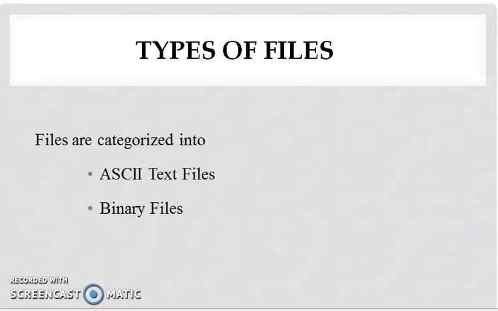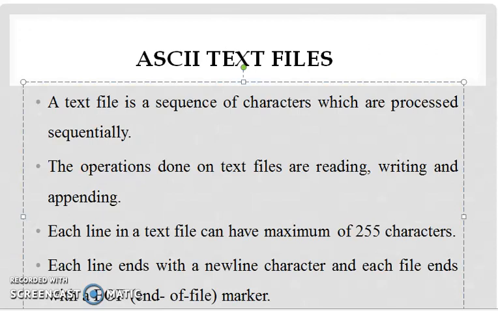Next we see the types of files. It is categorized into two types. One is text files and another one is binary files. First, ASCII text files. A text file is a sequence of characters which are processed sequentially. Operations done in text files are reading, writing and appending. Each line in a text file can have a maximum of 255 characters, and each line ends with a new line character and also each file ends with an end of file marker. The main thing here is that data is stored in the form of ASCII values.